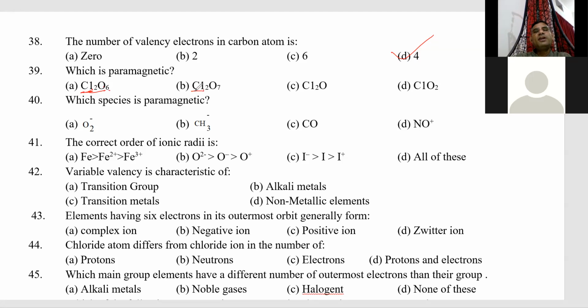See here, odd into even. Odd into even will be even, and even into odd will also be even. So even plus even will be even. So this will also be diamagnetic. See, odd into odd, or odd plus odd. Yes. Better to say odd plus odd instead of saying odd into odd.